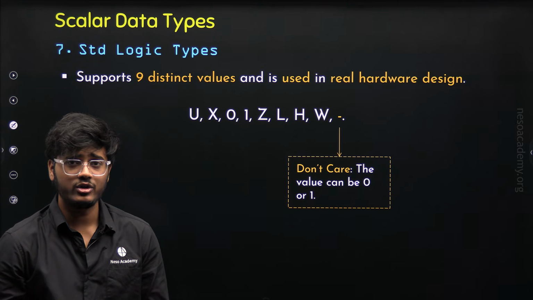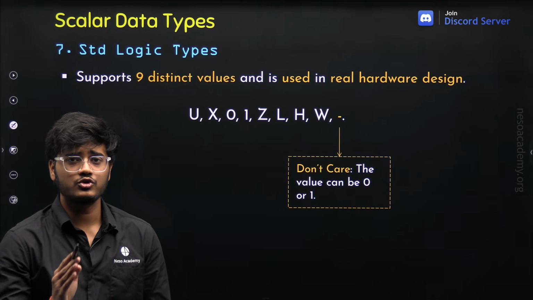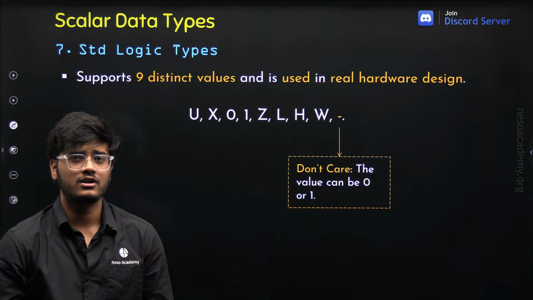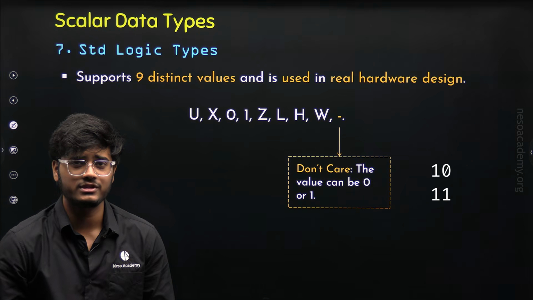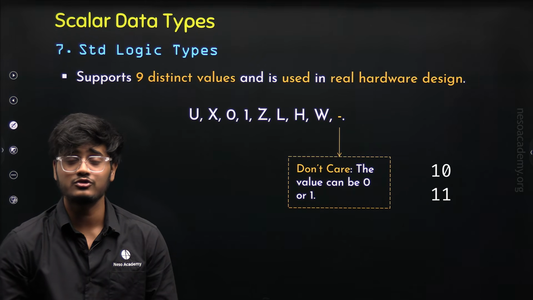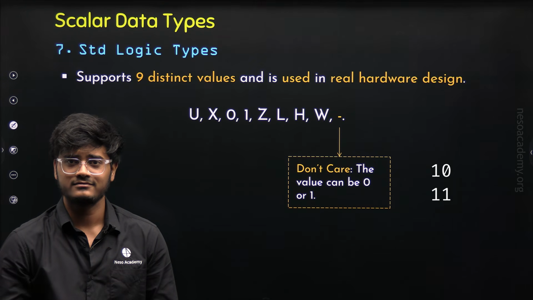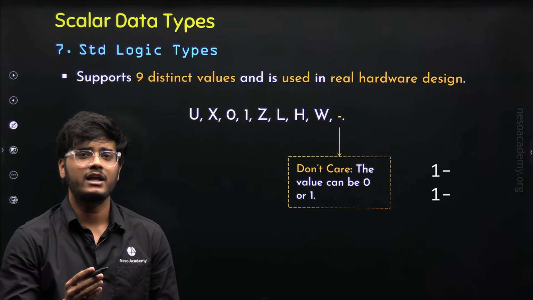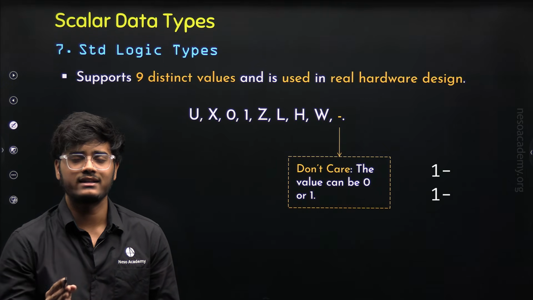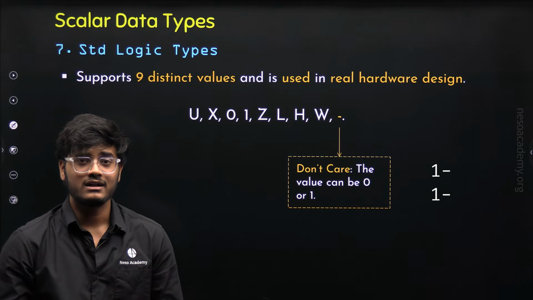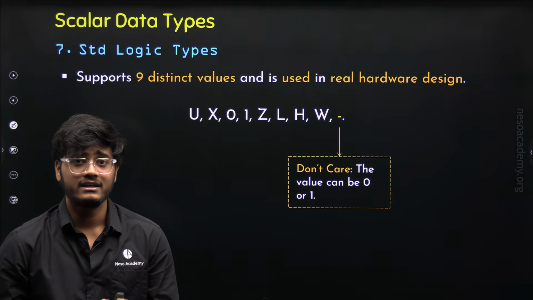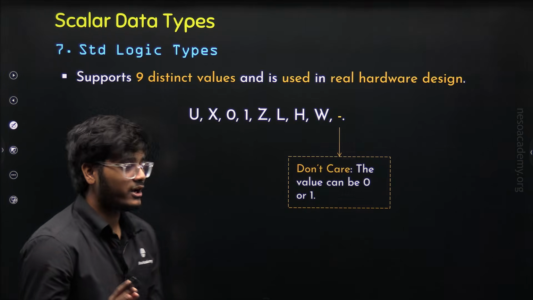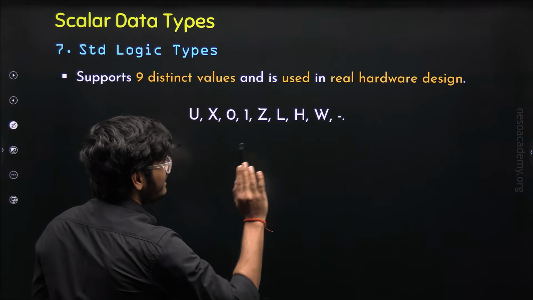If I want to stop the simulation of hardware whenever the 2-bit input starts with binary 1, meaning when input values are 10 and 11, then stop the simulation. In that scenario, I will use don't care. How? Using: if input is 1, don't care, meaning input is 10 or 11, then stop the simulation. So, this will save simulation time and it will save the extra usage of logic gates inside the hardware. So, I hope you understand these 9 distinct values.